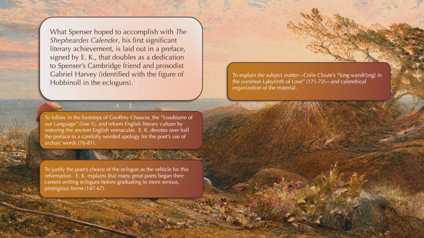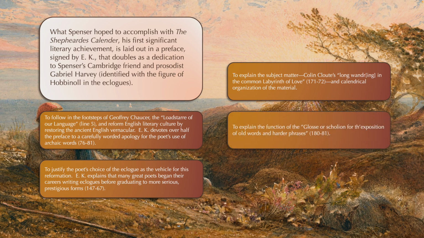The third objective of the preface is to explain the subject matter, that is Colin Clout's long wandering in the common labyrinth of love, and also to explain the calendrical organization of the material. Of course, E.K. wants to explain the function of the gloss or scholium for the exposition of old words and harder phrases. That starts around line 180 of the preface.